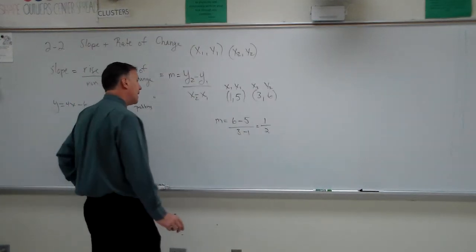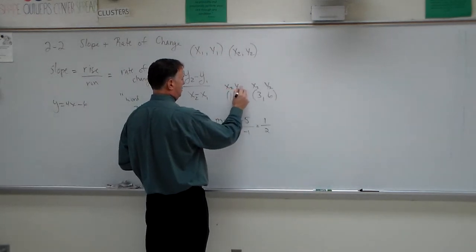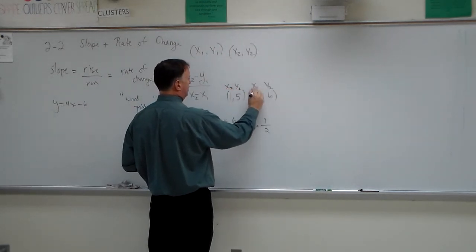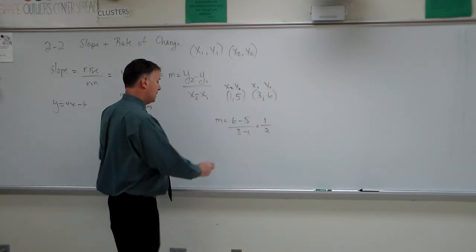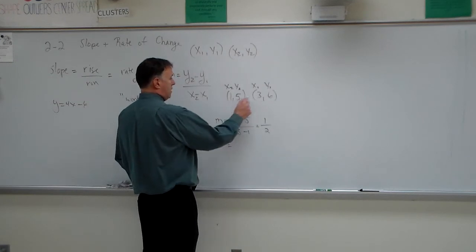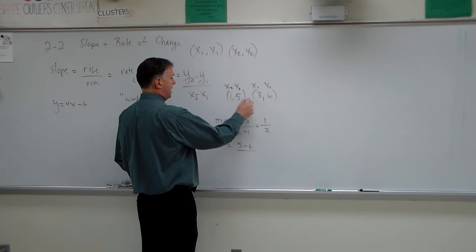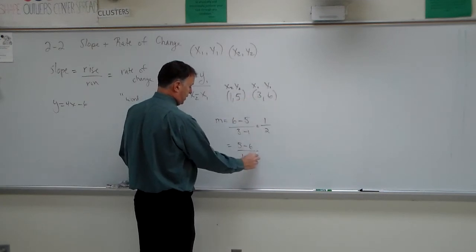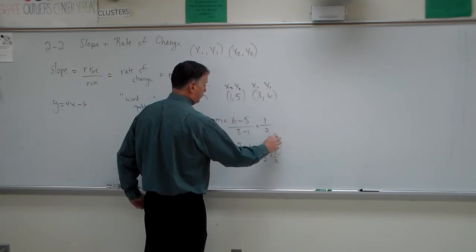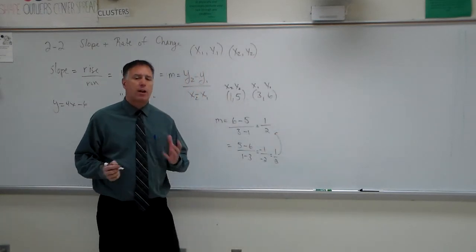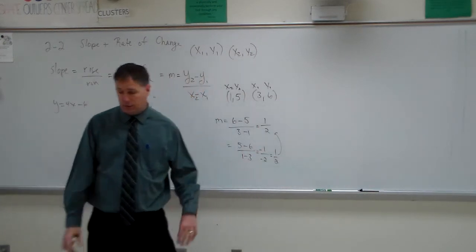Now, what if someone called this x2 and y2 and this one x1 and y1? Well, let's look. So y2 minus y1 would be 5 minus 6 over 1 minus 3, negative 1 over negative 2, which equals a half. That shows you that it doesn't matter which point you pick to be x1, y1 or x2, y2.